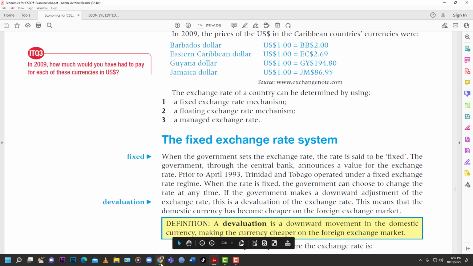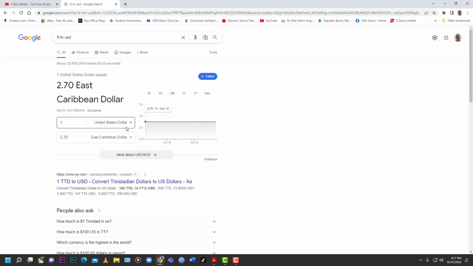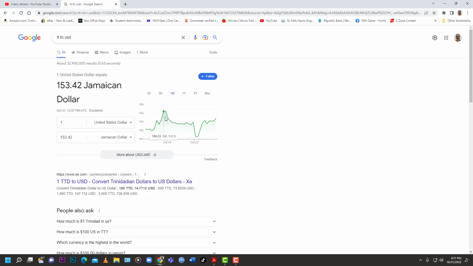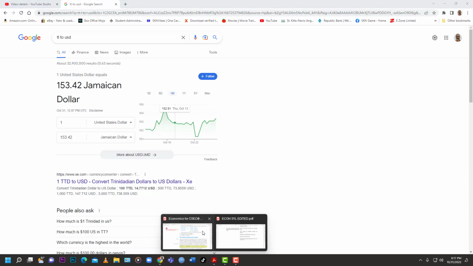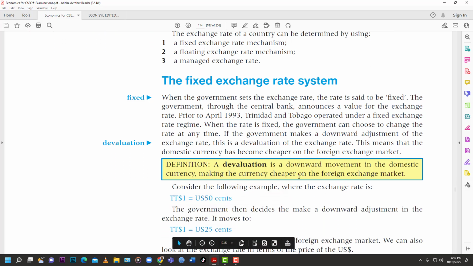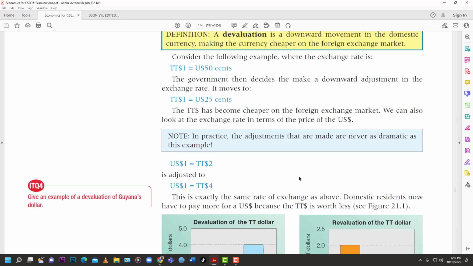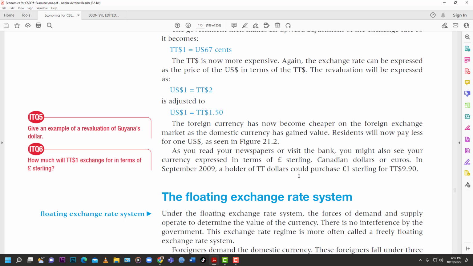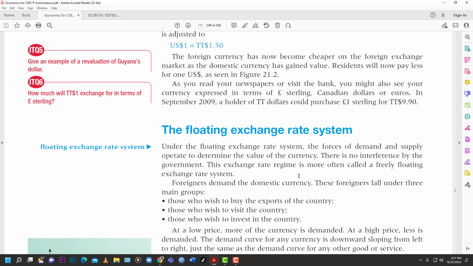Now, if you're looking at the other example here, the US dollar versus the Jamaican dollar, right? Look at that. Look at the line again. That is what we call a floating exchange rate. Right here, floating exchange rate. So what is a floating exchange rate? As it suggests, it floats in the market, right? It floats in the market. So it's at the mercy of supply and demand.